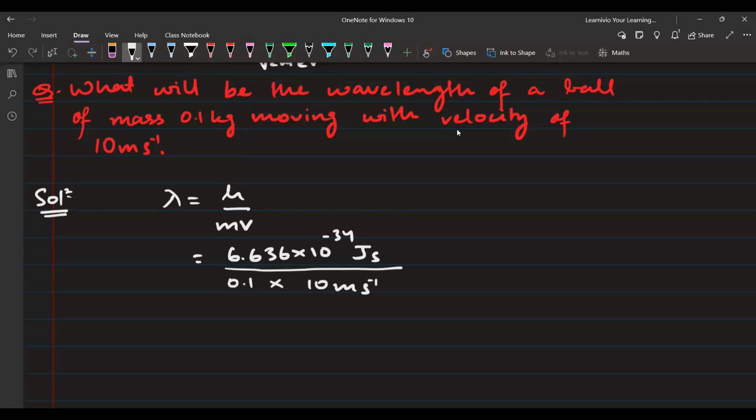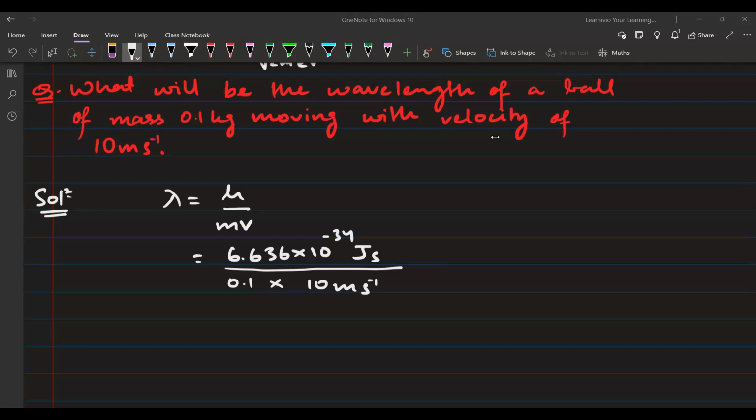Now here there are a few things that we need to consider. For example, what is joule? Does anyone know? Joule is not a basic unit. Joule is a unit of energy. So what is one joule? Any idea? One joule is equal to how much?